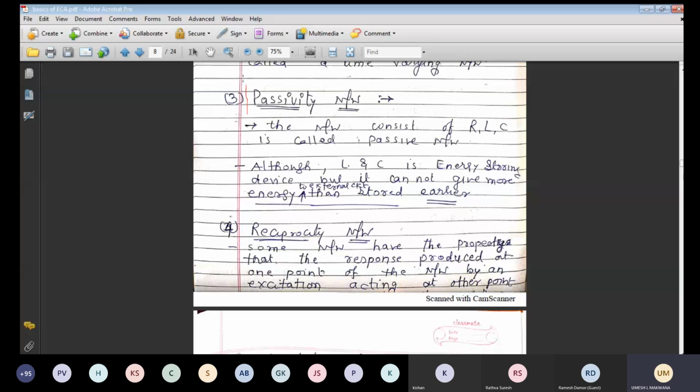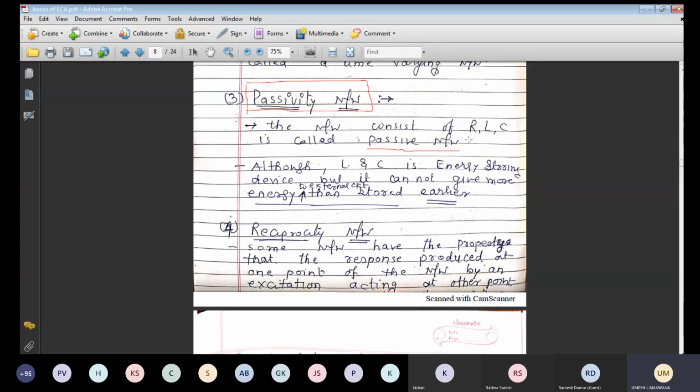Now a passive circuit has the property of passivity. Passivity means that if the network consists of R, L and C, that is resistance, inductance and capacitance, then it is called a passive circuit. In a passive circuit there is no voltage source, no energy source connected in the circuit. So this network is known as a passive network.